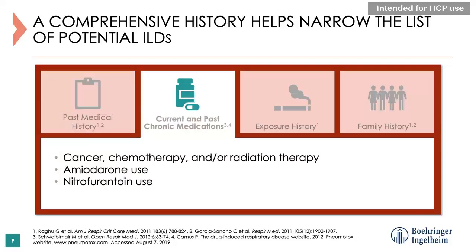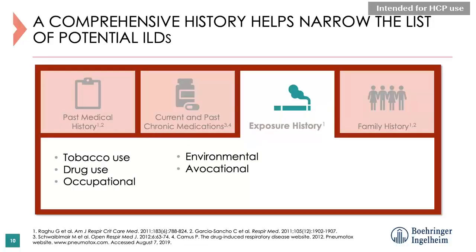Current and past medications are important to elucidate in these patients. Chemotherapy and radiation therapy for cancer are well-known causes of pulmonary fibrosis, as is chronic use of amiodarone and nitrofurantoin. Exposure history is also important. Notably, tobacco exposure is a prime risk factor for idiopathic pulmonary fibrosis, which we'll discuss shortly. Drug use, occupations, environmental exposures, and hobbies or avocational exposures are also very important.